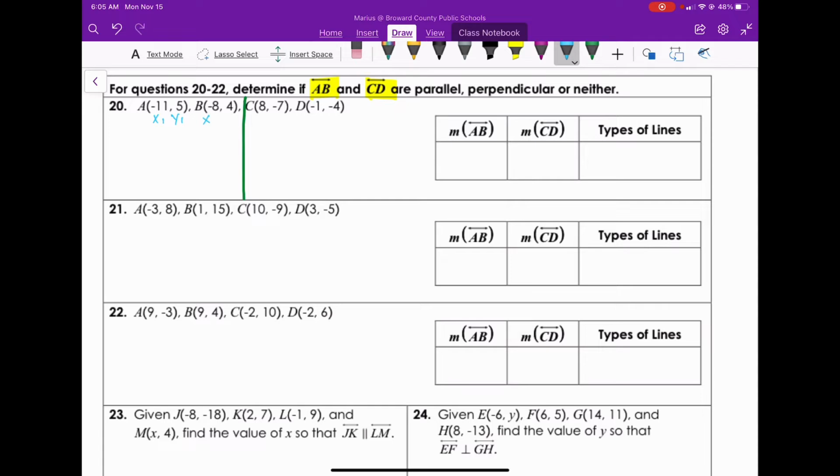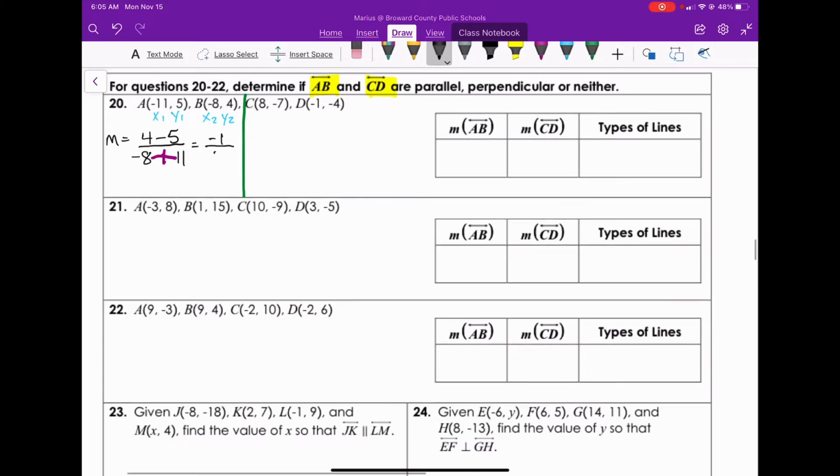x1, y1, x2, y2. And remember, the slope formula tells us to do y2 minus y1. So y2 is 4, y1 is 5, over x2 minus x1. x2 is negative 8 minus x1, which is negative 11. Now, because we have a double negative right here, that really says plus. So when we evaluate that, 4 minus 5 is negative 1. Negative 8 plus 11 is positive 3. So the slope of AB is negative 1/3.